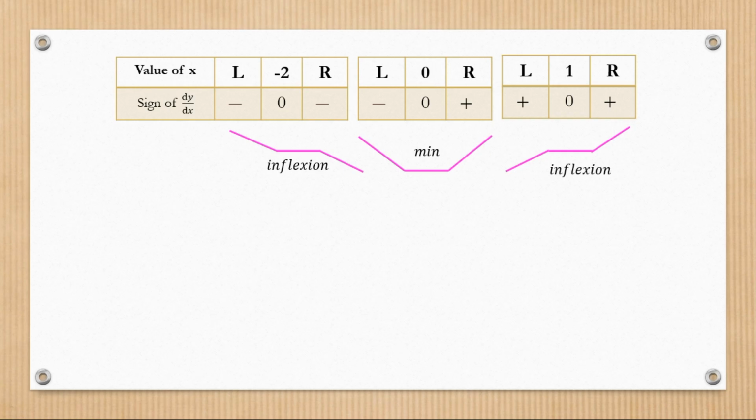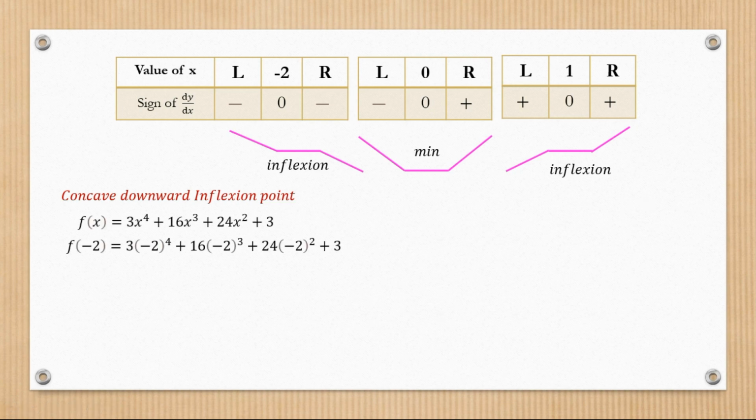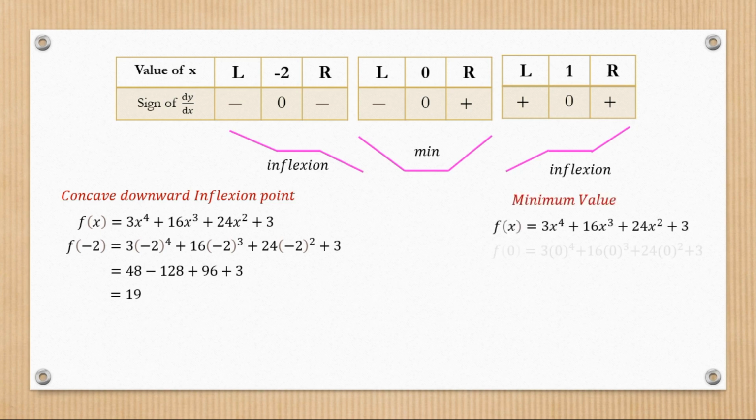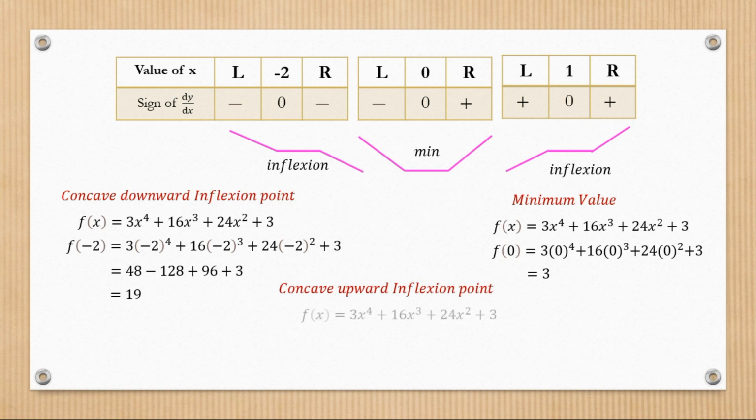But now the points of inflection are slightly different. Alright, so now I have a concave down inflection point and then a concave up inflection point. So for the concave downward inflection point, where we have x equal to negative 2, this is what I have. So I'll have it as positive 19. And then let's look at the minimum value when x is 0. Substitute that into the main equation and I will get y being equal to 3. And then let's look at the concave upward inflection point. So this is what I have. So that is 46. So these are the values at the different stationary points.